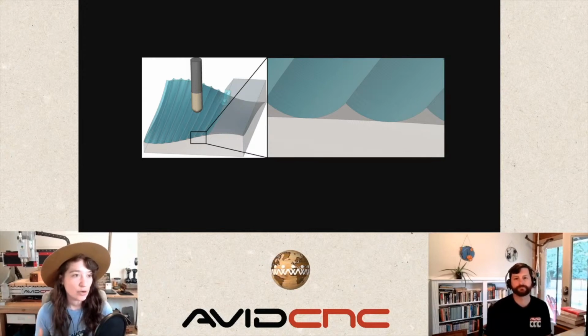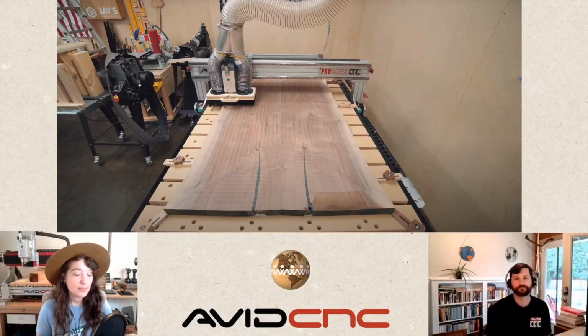And when you're trying to clear off, if you're trying to level a slab, for example, you can go for a larger step over because you're going to be able to sand that pretty easily, versus a 3D engraving where you want to have a really small step over and really fine detail.